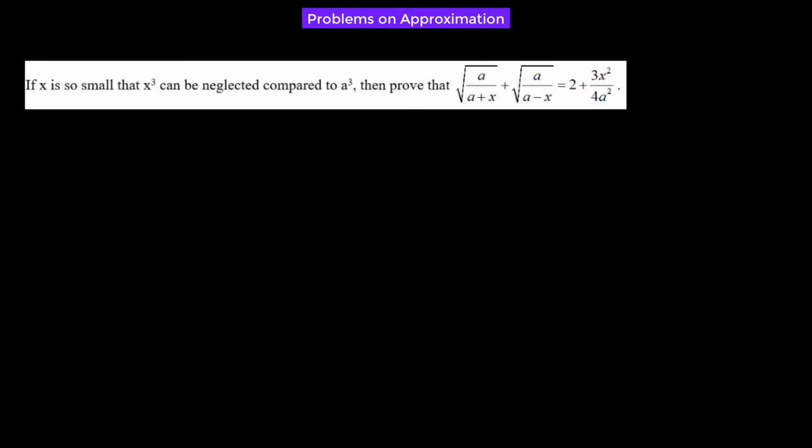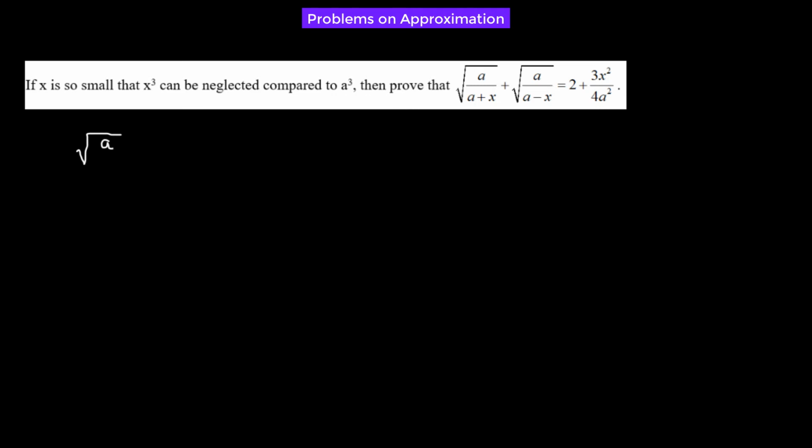So in this particular question, it's given here that x is very small, such that x cubed can be neglected when compared to a cubed. So using this condition, we have to prove that square root of a over a plus x plus square root of a over a minus x is equal to 2 plus 3x squared over 4a squared. So let us begin from the left hand side.